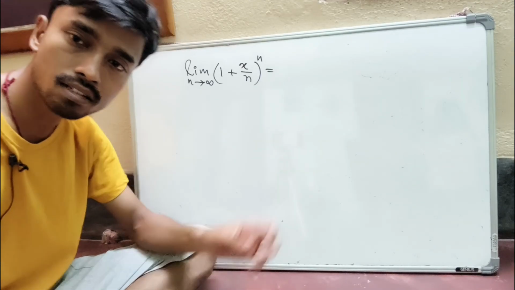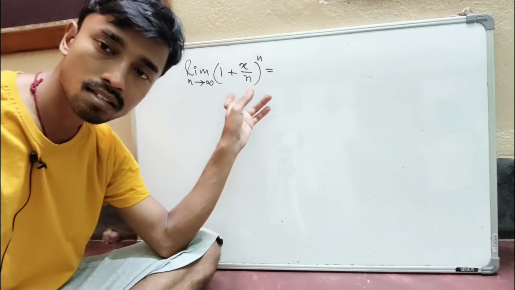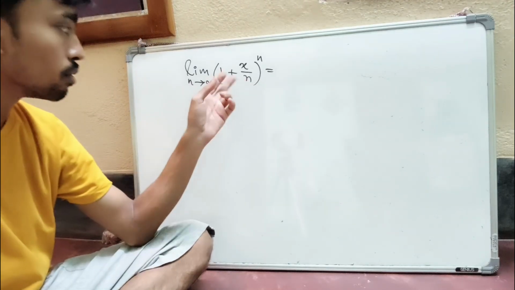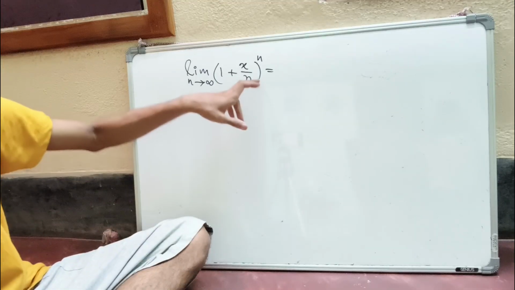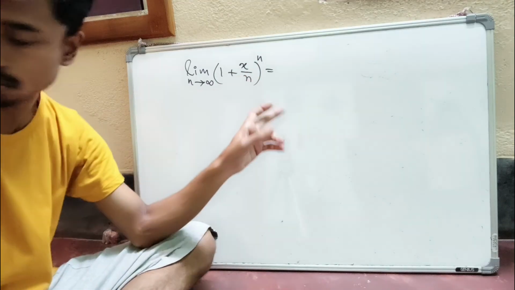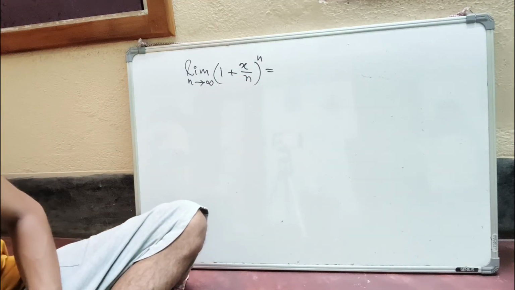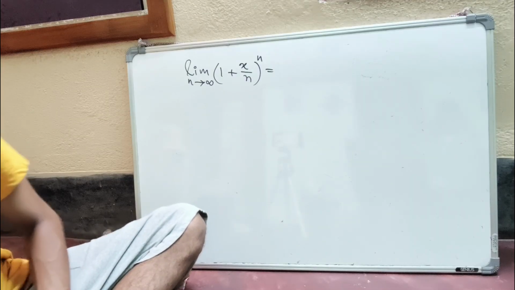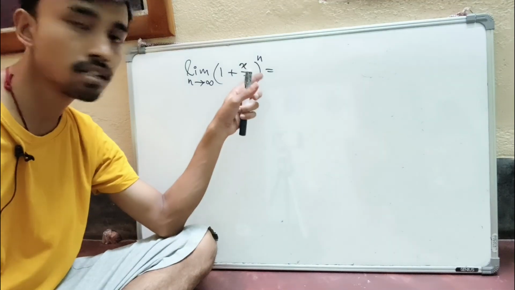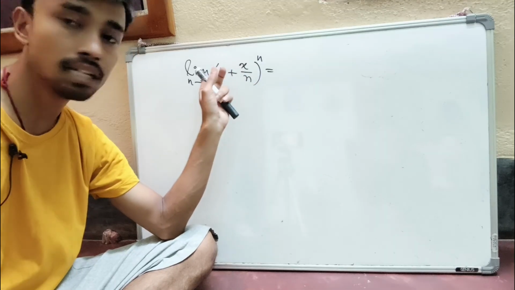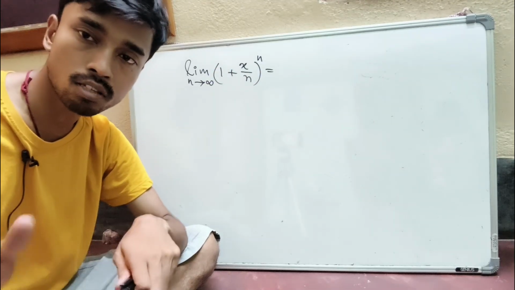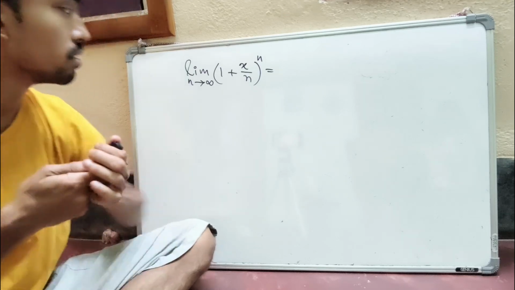Today we will find this limit: the limit as n tends to infinity of (1 plus x by n) to the power n. So what is the limit? We see that in the power we have n, and the limit is also n. So when there is a power, we should take the logarithm on both sides. Let's see what happens.